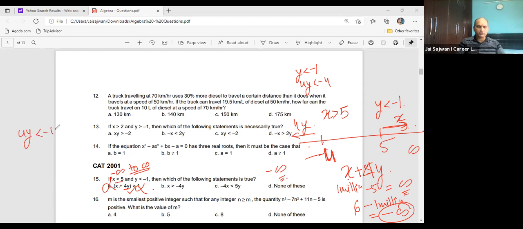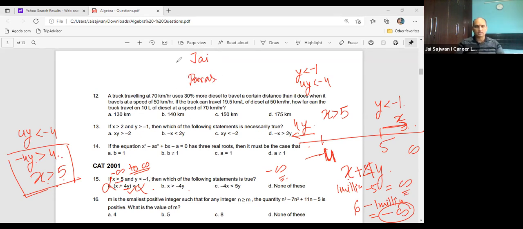4y is less than minus 4. So minus 4y is greater than 4 and x is greater than 5. Fine. So minus 4y is greater than 4 and x is greater than 5. Is x greater than minus 4y? How many of you say yes? Achha, theek hai, no one says yes.